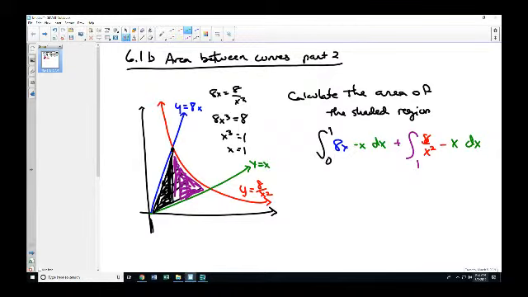Do you always just subtract x? Well, x is the bottom function. Oh, top minus bottom. So blue's the top minus the green bottom. Yeah. Red's top minus green bottom.